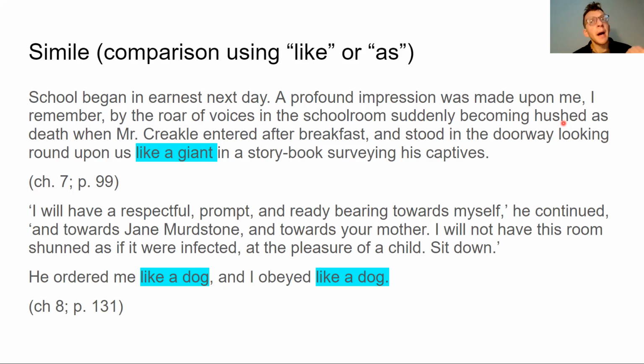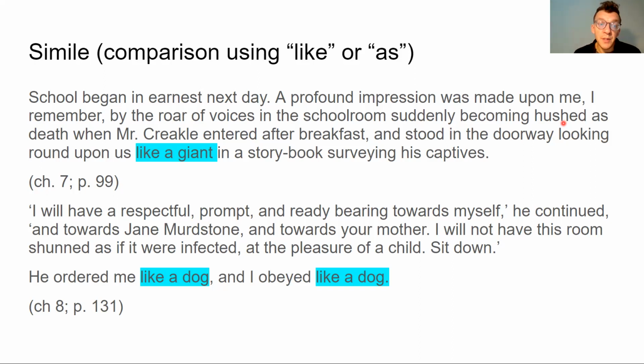Like a giant might also have a touch of David versus Goliath here, David versus Creakle, and then any giant automatically also activates the resonance of Jack and the Beanstalk. So the idea of maybe the giant has something at the top. This will not be that kind of giant, though.